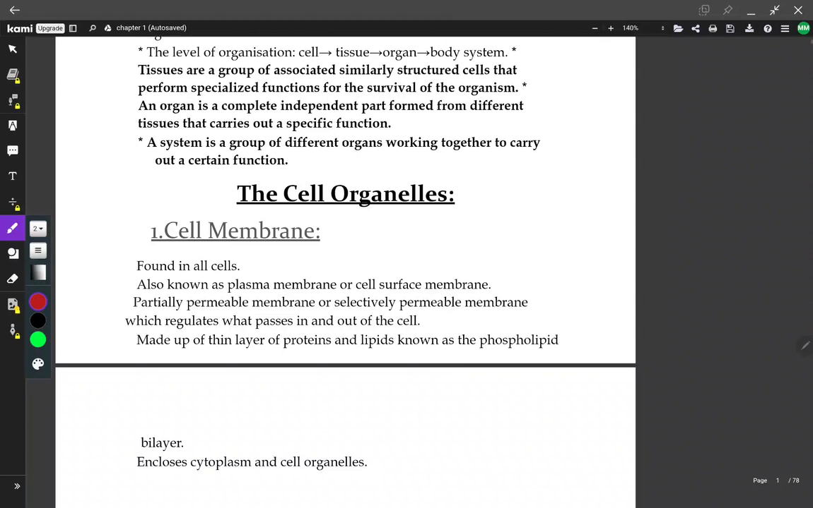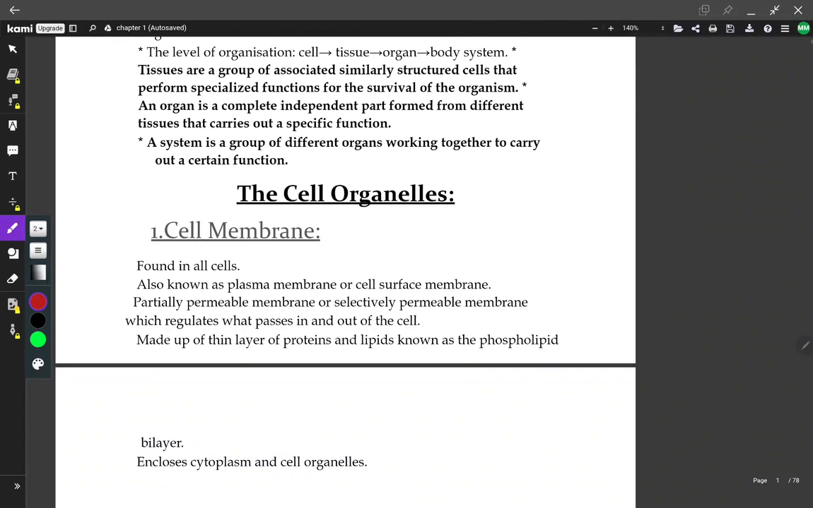As we all know, cells are the basic units of any organism. After cells, we have tissues, and after tissues we have organs, and after organs we have body systems. The difference is that tissues are a group of associated, similarly structured cells that perform specialized functions for the survival of the organism. So a tissue is basically just a group of cells that are gathered together to perform a specialized function. An organ is a complete independent part formed from different tissues that carry out a specific function.